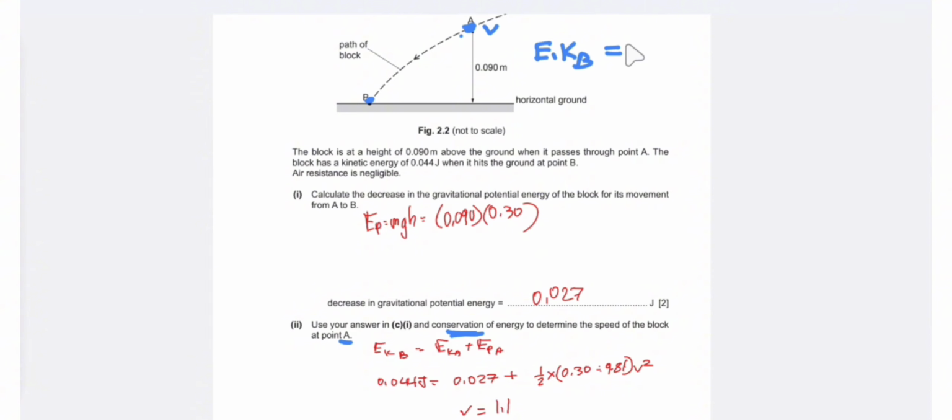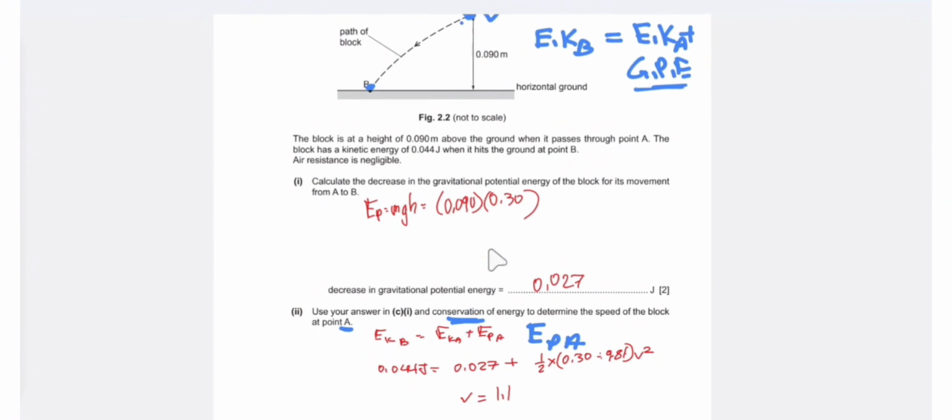So what is the total energy at A? Total energy at A is equal to kinetic energy at A plus gravitational potential energy at A, that is GPE. So I refer to gravitational potential energy as EPM, or you can refer to this as GPE as you wish.